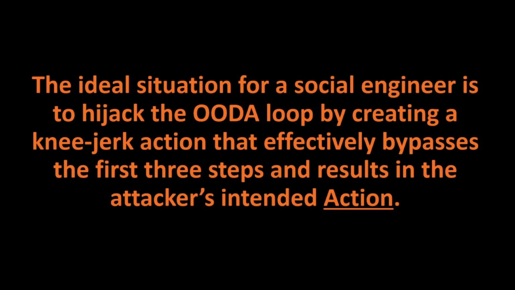So when it comes to these sorts of things, when these attacks are going on, again, the ideal situation for a social engineer is to hijack the OODA loop by creating the knee-jerk action. In other words, bypassing those first three steps and driving straight into the action. Now, this is done oftentimes through getting people upset, right? Angry. Anger and outrage are two human emotions that drive action very, very quickly.